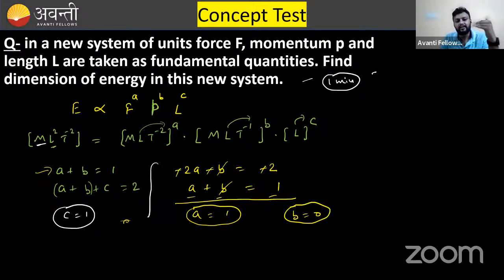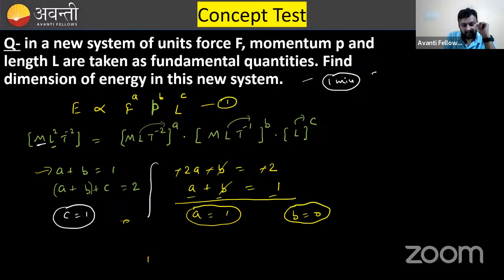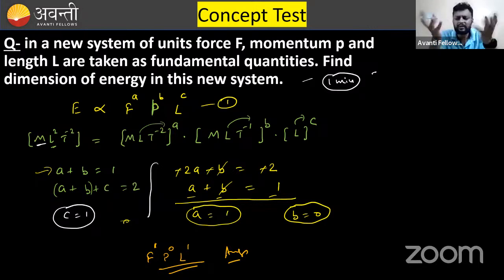Now put these values in the first equation, and you will get the dimension of E. You will get F and P raised to the power 0. That means there is no P. F raised to the power 1, momentum raised to the power 0, and length raised to the power 1. This is your final answer. So whenever they have given you some relation between quantities, like force, whatever it may be, you need to follow the same process.